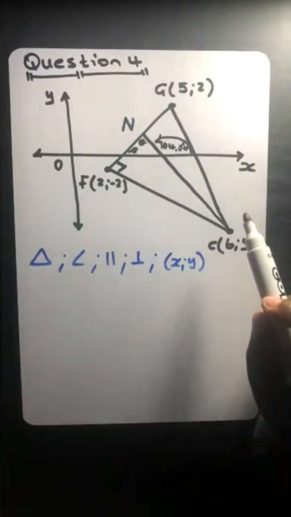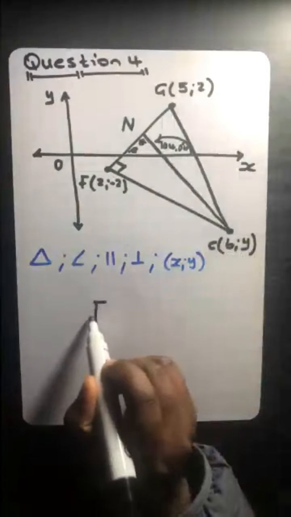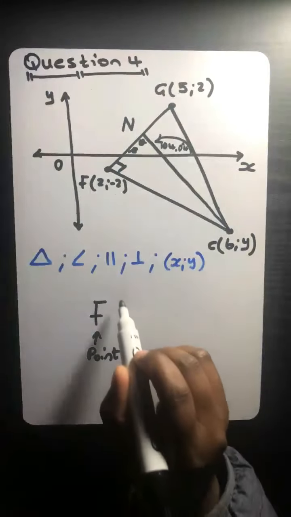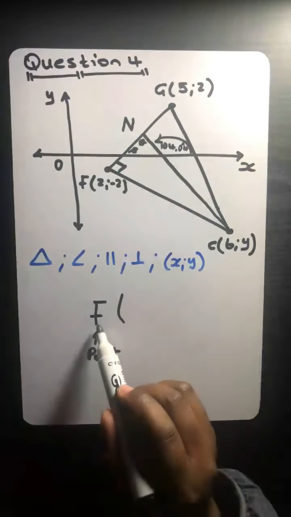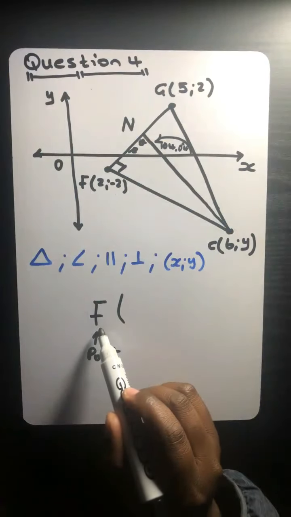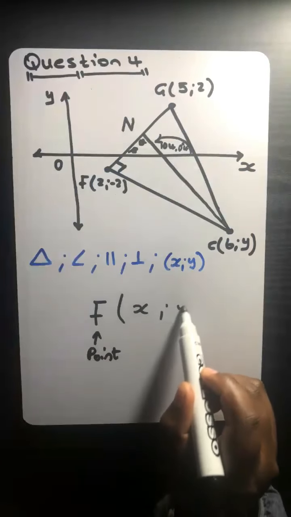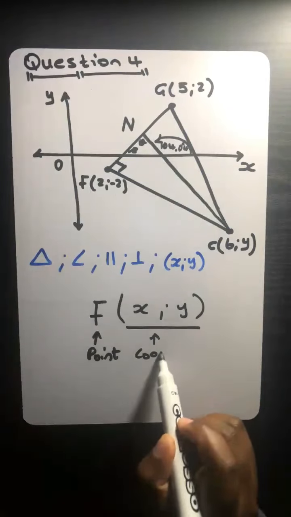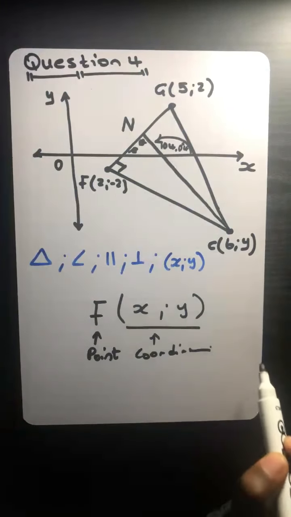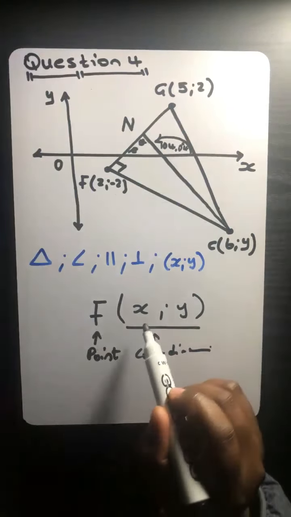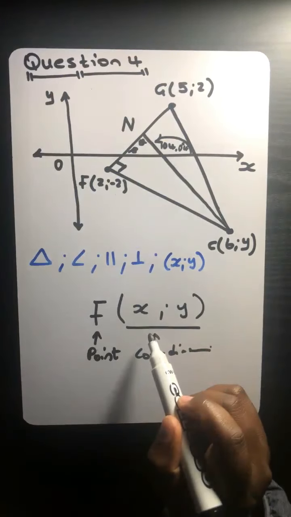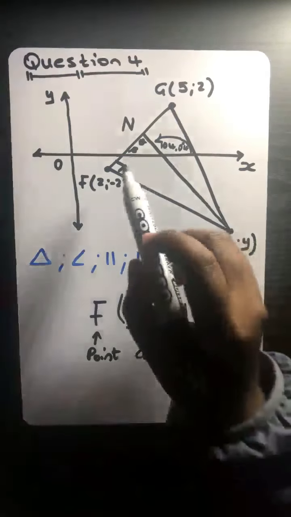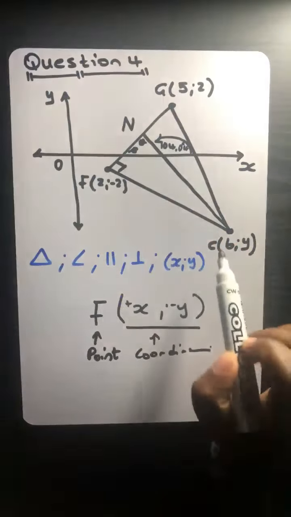F, remember, that letter F is actually a point. Someone please mute your mic. So F is a point which has got the coordinates. Remember, the coordinates are represented by X and Y. So this is what we call the coordinates. F has got the coordinates of 2 and -2. That means X is positive, Y is negative. It has to be a point on the 4th quadrant.